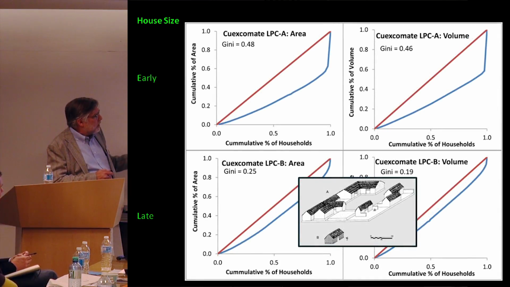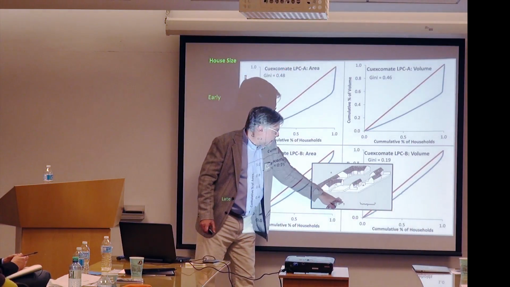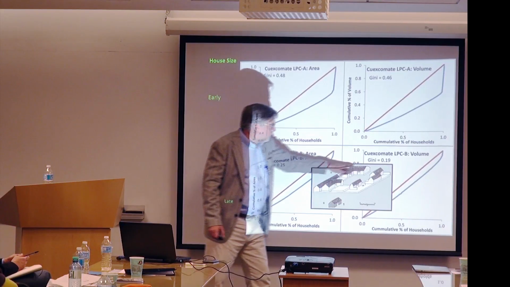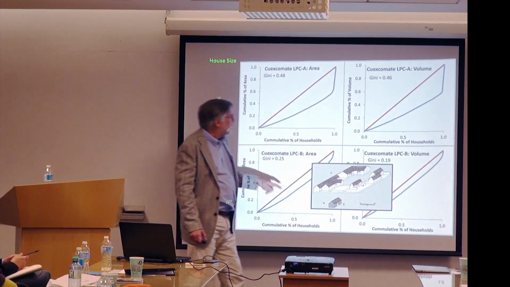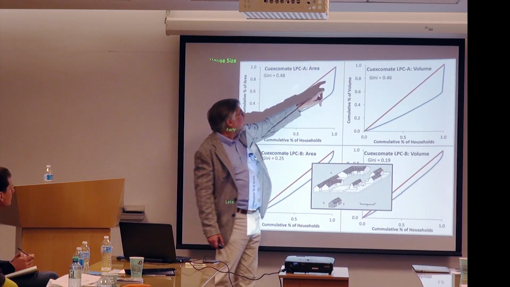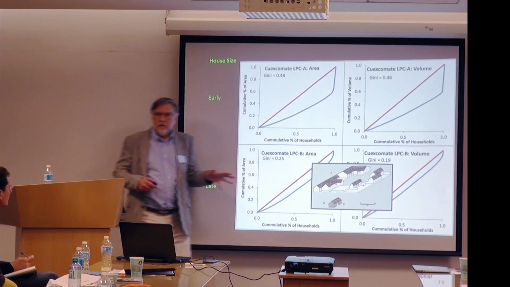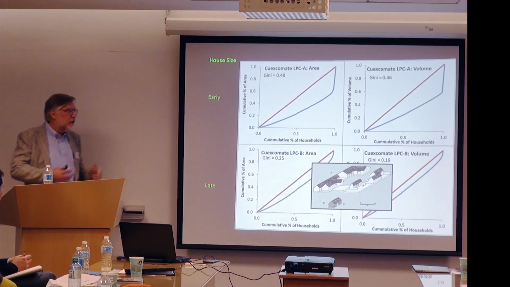At the other site, Quescomate, this is like a commoner house. The elite house is this kind of compound. What that does is that drops the Lorenz curve and gets a larger Gini index, whether you're using area or volume. I think volume is a better measure because it gets at the energetics of constructing the house and all.